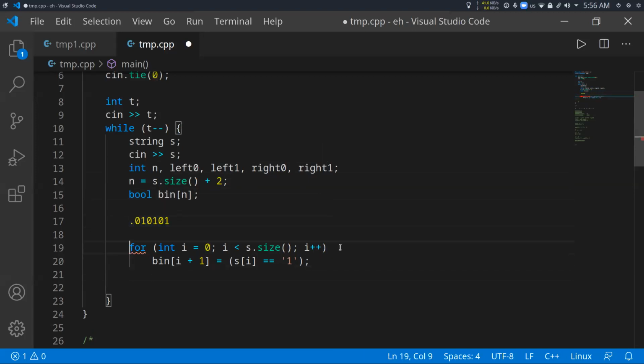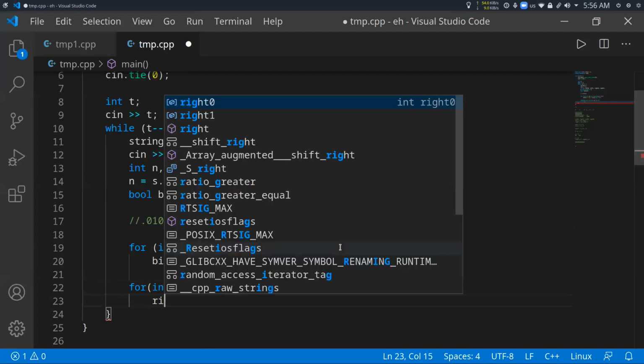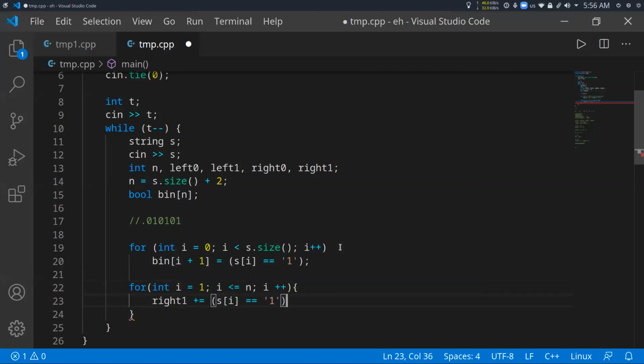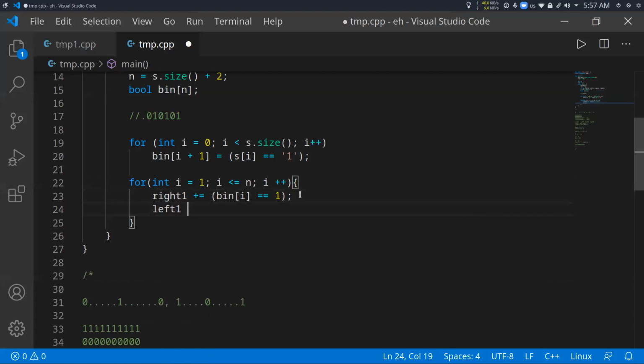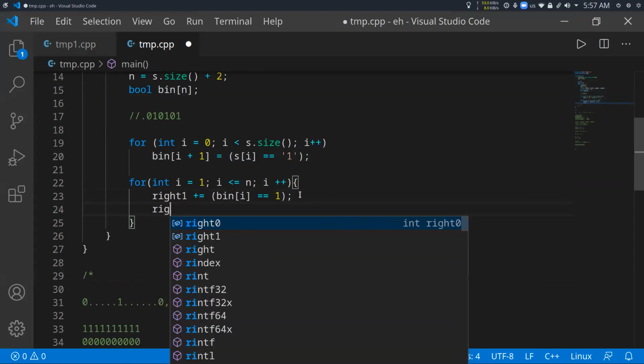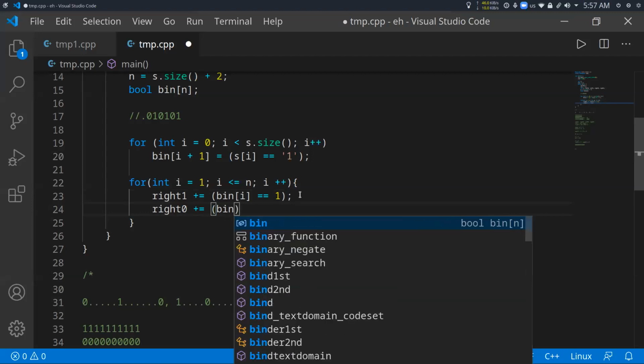Okay, so it could be done with a simple loop here, from one. So here we just add to right one. I have the binary string here, so I just check bin of i. If it's one, I just add one to right one. If it's zero, I just add one to right zero. And i equals zero.